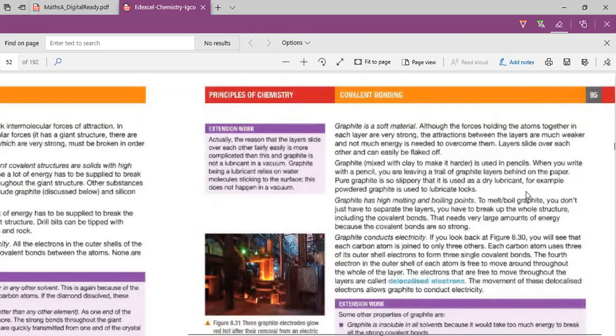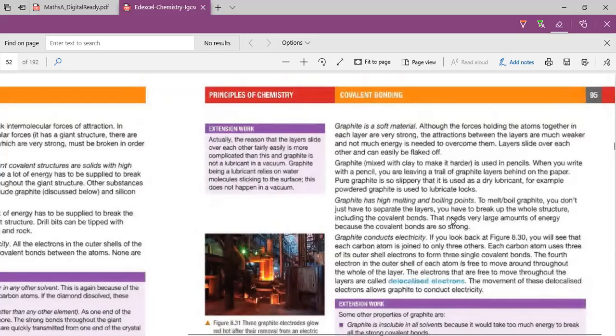Graphite is made of layers, and you are sliding each layer and separating those layers. Pure graphite is slippery, which is why it is used as a dry lubricant. For example, powdered graphite is used for lubricating locks.